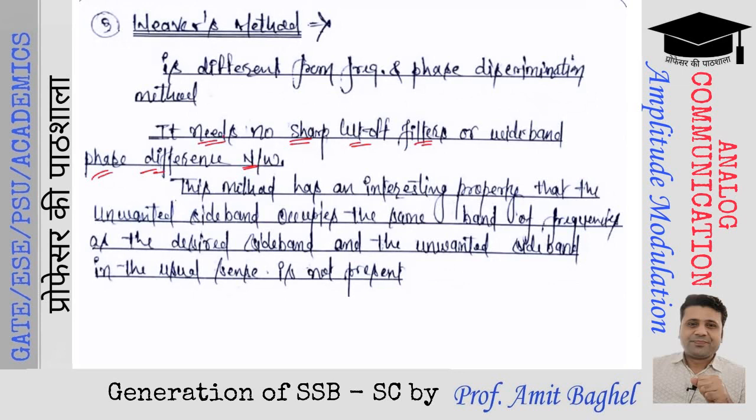What happens in this? What is the concept? This method has an interesting property that the unwanted sideband occupies the same band of frequencies as the desired sideband. So the unwanted sideband as well as the wanted sideband both occupy the same set of frequencies. Hence the unwanted sideband in the usual sense is not present. Right? Unwanted and wanted sidebands both will occupy the same set of frequencies in Weaver's method.